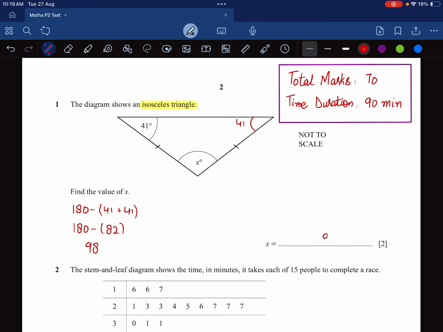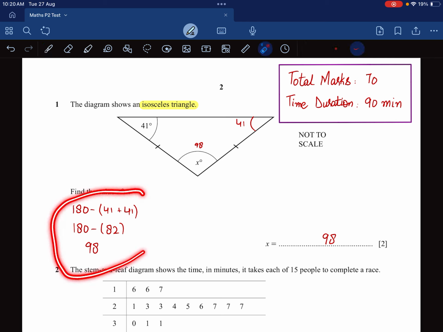Make sure to write your answers here. Okay, this is your 98 degrees. Before 2025, till 2024 October November, paper 2 was of calculator as well. Like paper 2 and paper 4 both were of calculator. I'm talking about the extended one. But from 2025 onwards, the paper 2 will be of non-calculator. So you should somehow know how to solve these easier calculations by just mental maths.